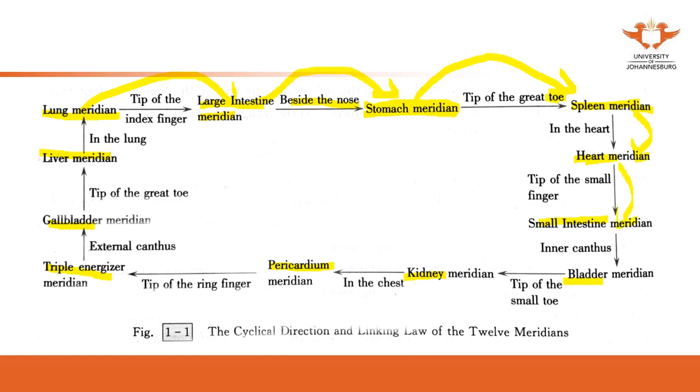meets the small fingers. The small intestine meridian from the small fingers travels to the head, the bladder meridian. The bladder meridian travels to the foot, and you meet the kidney meridian. The kidney meridian starts from the toes, travels back to the pericardial meridian. That's another circle.